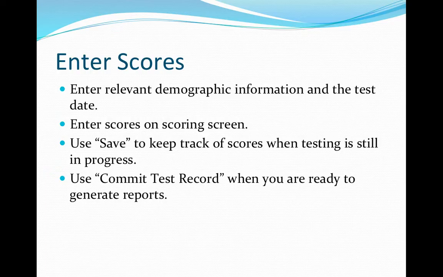Finally, you have the choice to click Save or Commit Test Record. Choose Save when you are still in the process of entering scores. When you have entered all scores and wish to print the report, you need to click Commit Test Record. When you commit a test record, you have 90 days to edit the scores. After these 90 days, you will be able to view the scores and print reports, but you will not be able to add additional subtests.